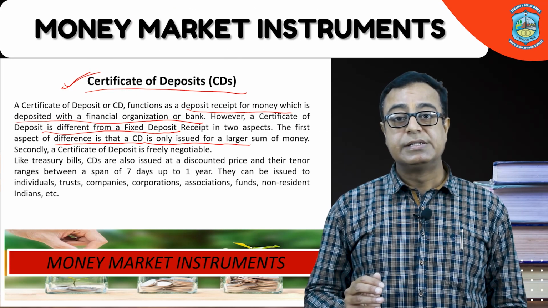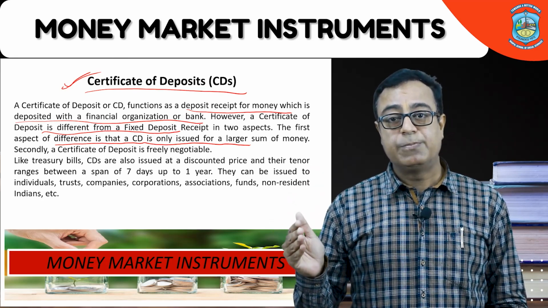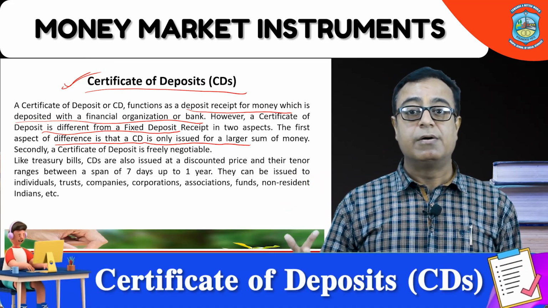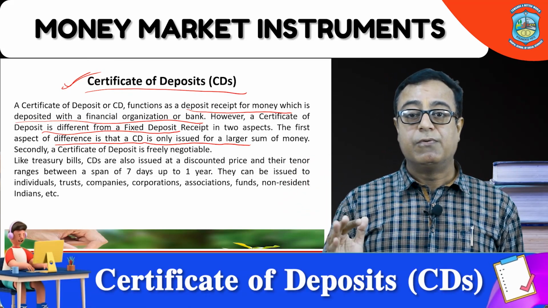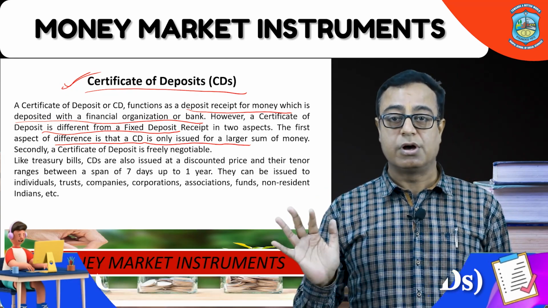Yes, it is 1 crore, 5 crore, 10 crore, 50 crore, but a fixed deposit can be for rupees 5,000, 10,000, 50,000, 1 lakh, but a CD cannot be for 5,000, 10,000. CD always carries a larger amount, a huge amount.